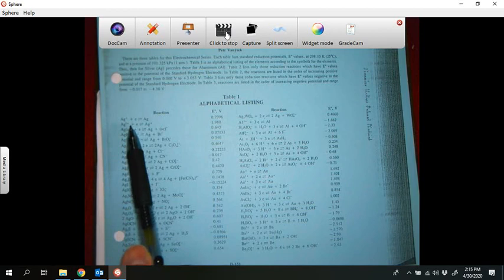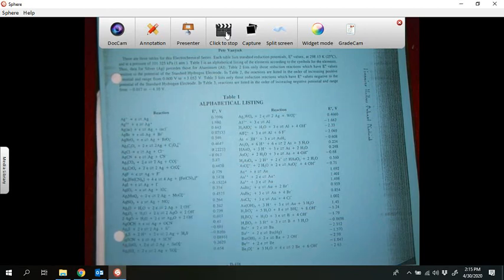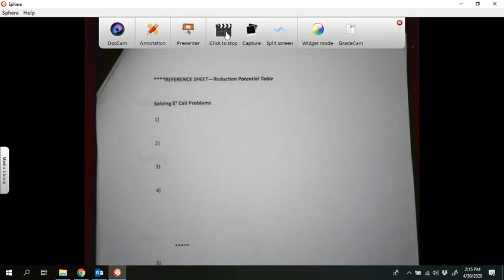The way we're going to use these is we're going to look them up. And if we have to reverse the reaction, we're going to change the sign on this, just like we did back when we talked about Hess's law in thermochemistry. These are all written as reductions. So if it's the oxidation equation, we need to flip the equation and reverse the sign. We're going to set this to the side, and talk about how we start solving these problems to calculate E prime for a cell.